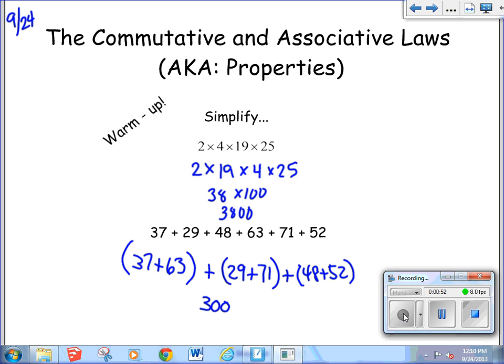So you should have gotten 3,800 and 300. If you didn't use the laws and look for those smart shortcuts, you're more prone to mathematical errors and it takes you longer. Okay? So let's talk about how this relates to the properties, a lesson that appears at the end of chapter 2 in your textbook.